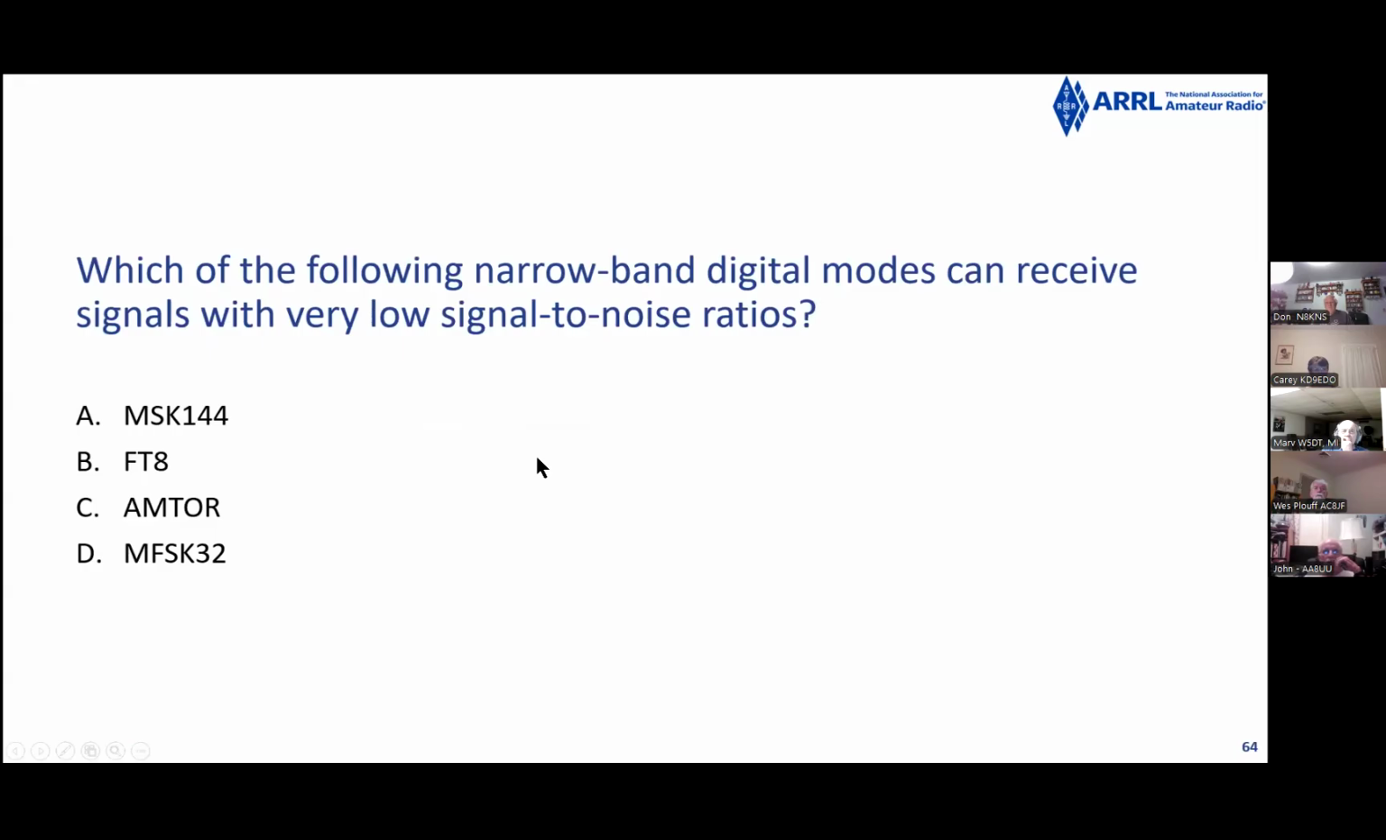Which of the following narrowband signal modes can receive signals with very low signal-to-noise ratios? A, MSK144, B, FT8, C, AMTOR, D, MFSK32. Wasn't it AMTOR? B. Well, I think the answer is going to be B, but also MSK144 is a weak signal mode also. So this is a little bit of a trick question, but the answer they're looking for is FT8, and that's the one you're going to run into most commonly.